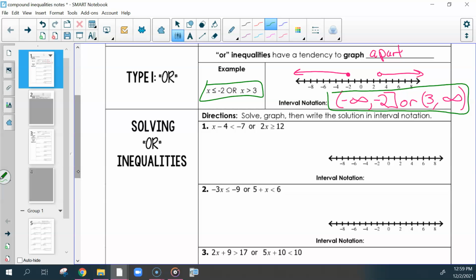Maddie, what was your question? When would you put the parentheses or the brackets? Parenthesis is for open circles or strictly greater than or less than. Square bracket is for closed circles or greater than or equal to, less than or equal to.